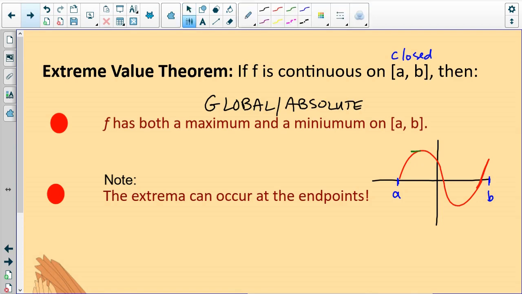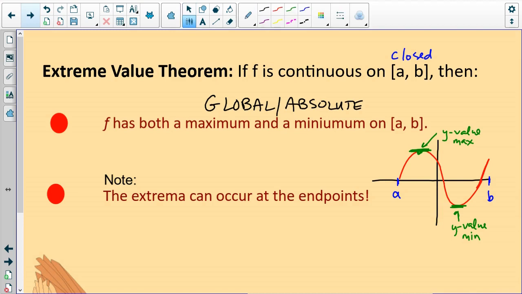So in this particular case, whatever the y value is here, the y value of this function would be considered the maximum at that point. And then down here, the y value is going to be considered the absolute or global minimum, or what we will call the extreme value, the absolute minimum in that case. Now, like it says, it is possible that it could be the endpoint.